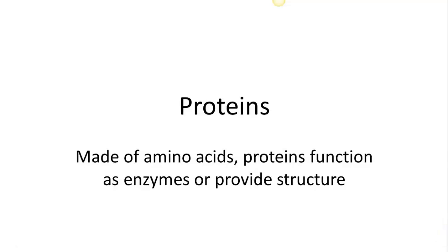Proteins are a unique group of biopolymers. They're made up of amino acids. Amino in there means that proteins are going to have a nitrogen unit in them. Proteins function as enzymes, which tend to make reactions occur quicker, or they provide structure. So let's take a look at what is in a protein and what happens with proteins.